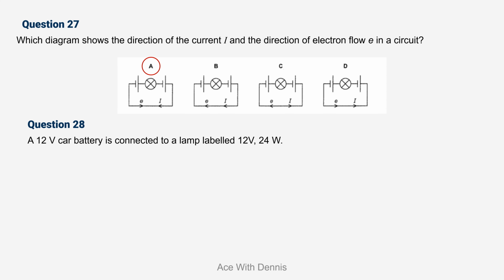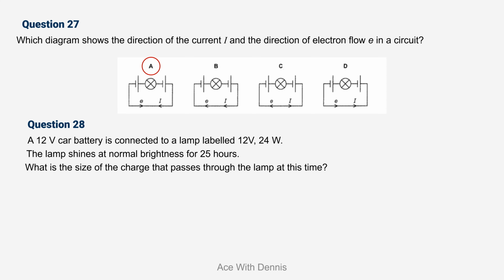Question 28. A 12-volt car battery is connected to a lamp labeled 12 volt 24 watts. The lamp shines at normal brightness for 25 hours. What is the size of the charge that passes through the lamp at this time? A. 3000 coulomb, B. 45,000 coulomb, C. 180,000 coulomb, or D. 1,100,000 coulomb.